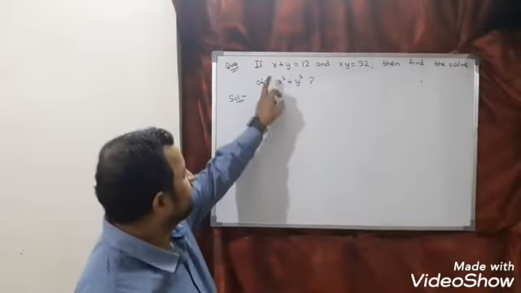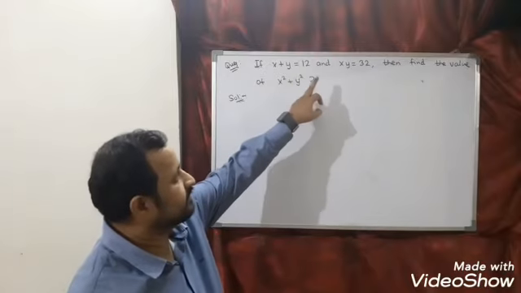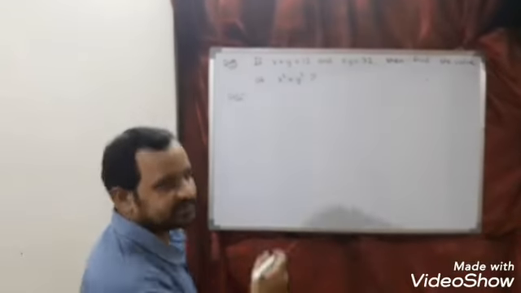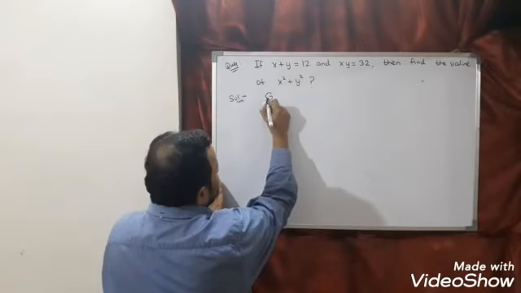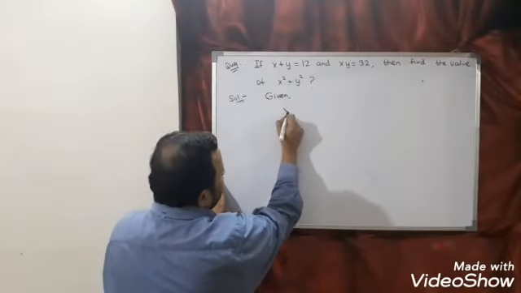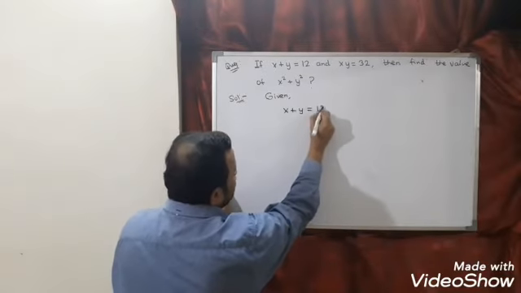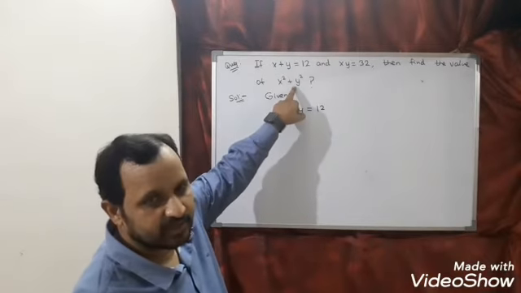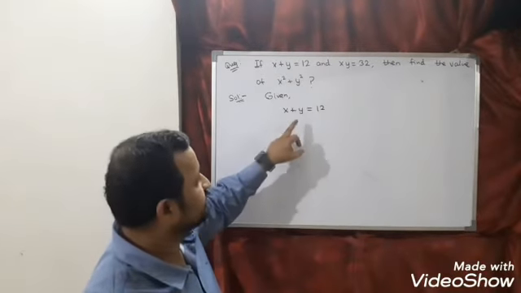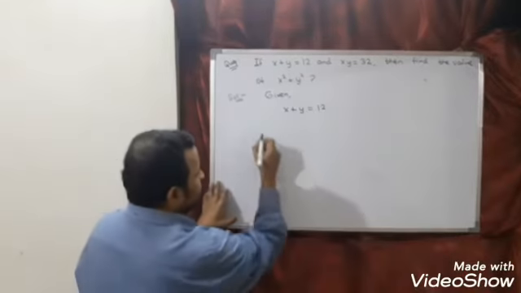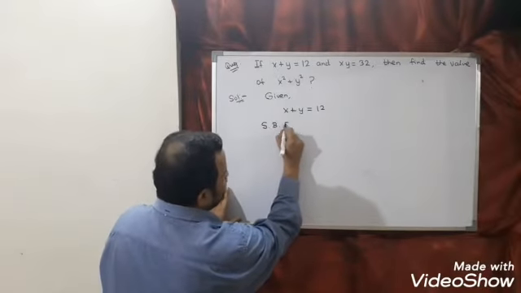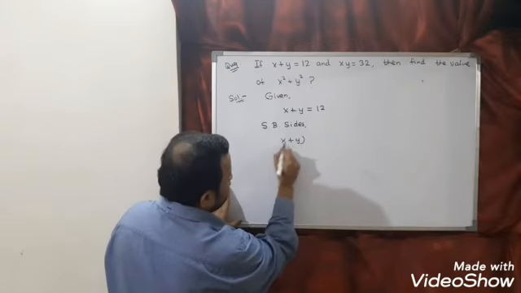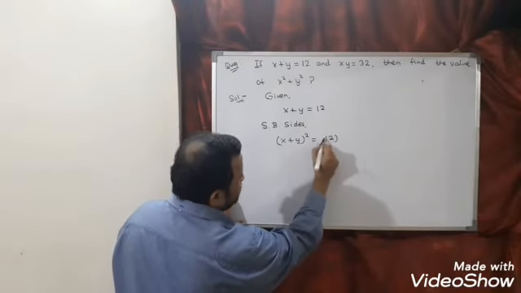The next question is, if x plus y is equal to 12 and xy is equal to 32, then find the value of x square plus y square. So what is given? Given is x plus y is equal to 12. Now what should I do here so that terms like x square plus y square come? By seeing only we can say that we have to do squaring on both sides. So do squaring, what you will get?